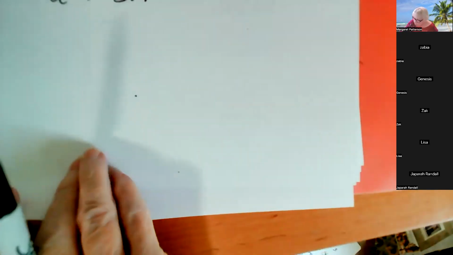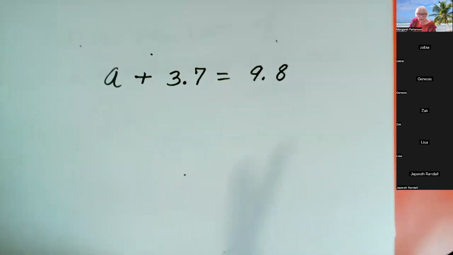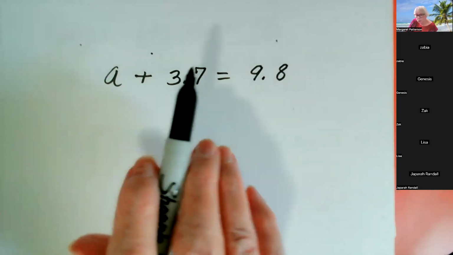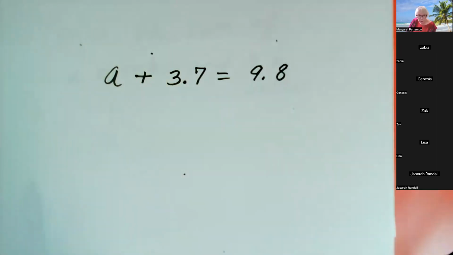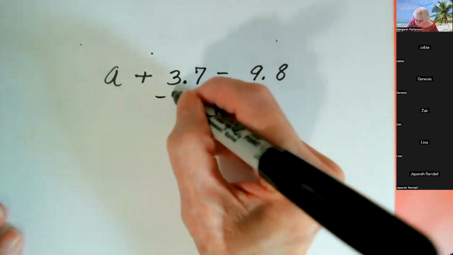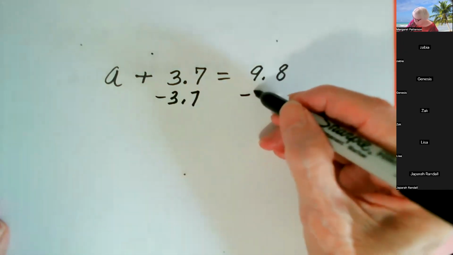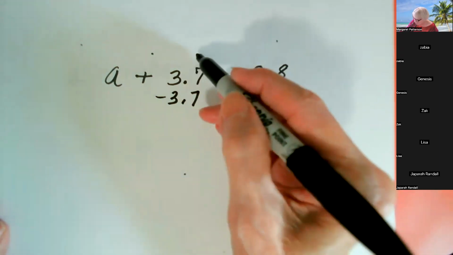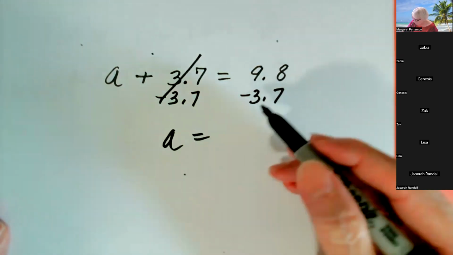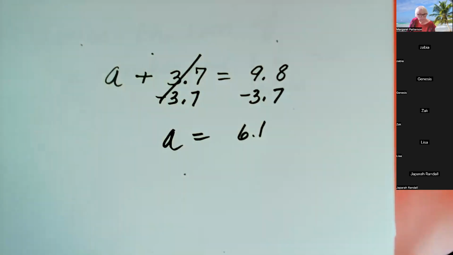Okay. I think I just have one more. This is just a decimal, but the rules have not changed one little bit. I want the A alone, so all I have to do is subtract 3.7 and subtract 3.7. Okay? So this would be 6.1. How's that?